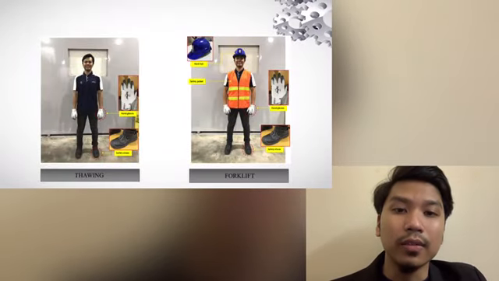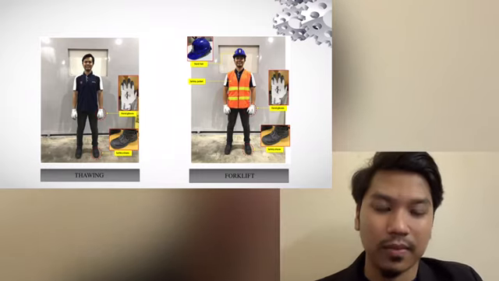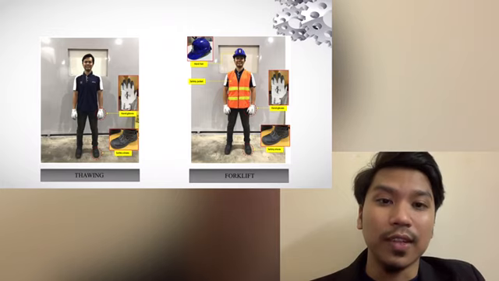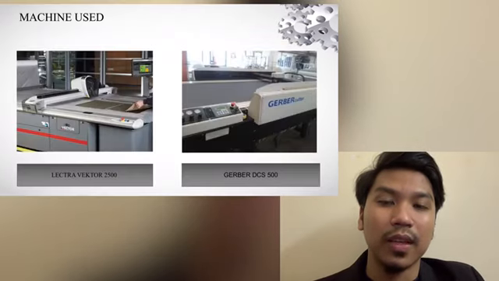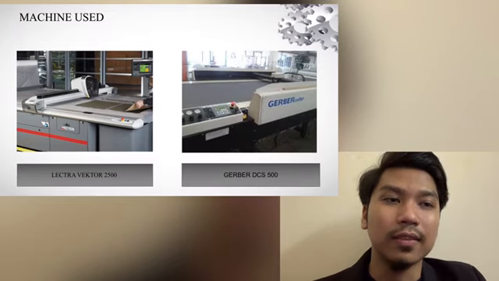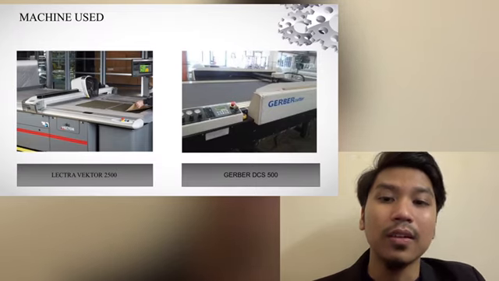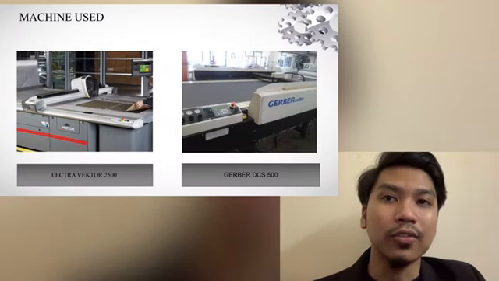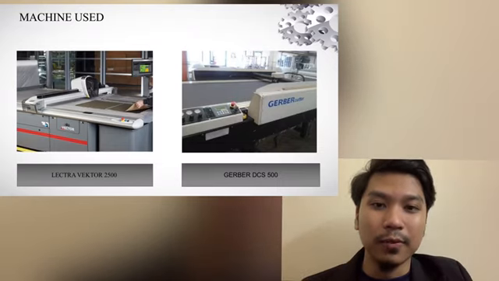For the thawing, we don't need to wear dust coat, we just wear glove. If we have to use the forklift, we must wear hard hat, safety jacket, glove, and safety shoes. Okay, the machines that we use in the kitting sector are, first, Electra Vector 2500. This machine can cut 8 to 9 layers of the material. The other machine that we use is Gerber DCS 500.